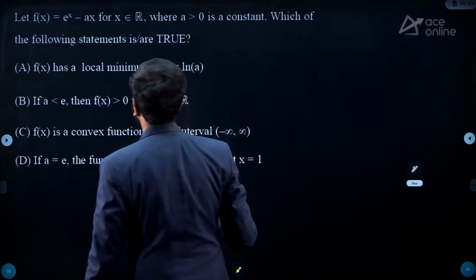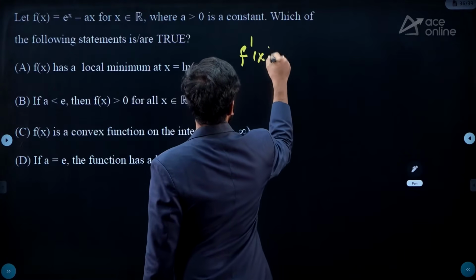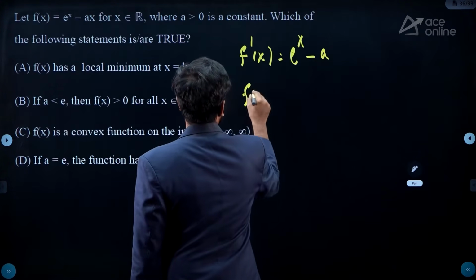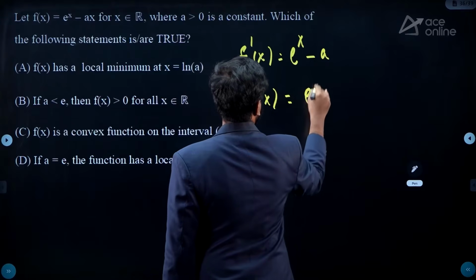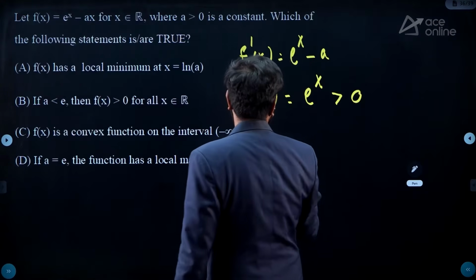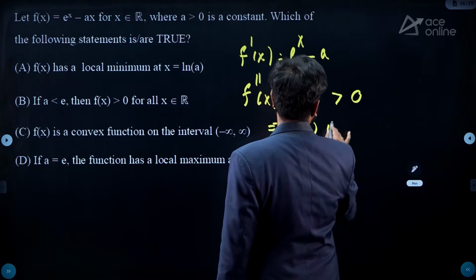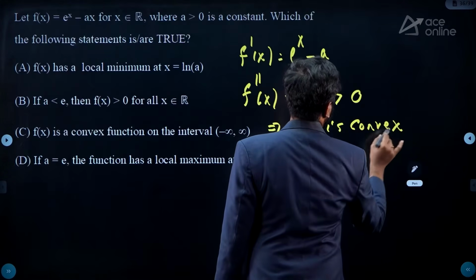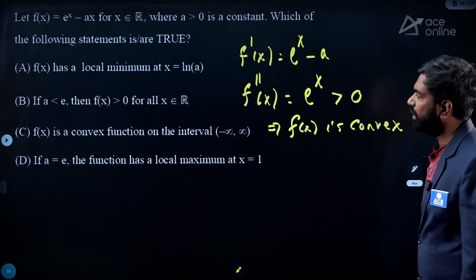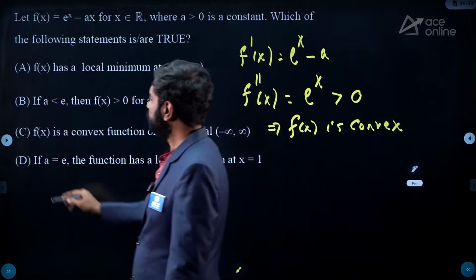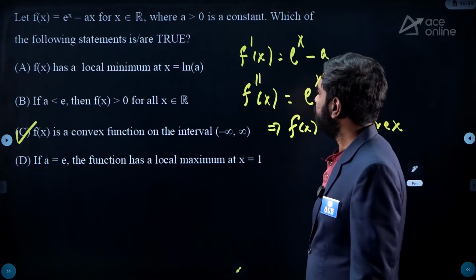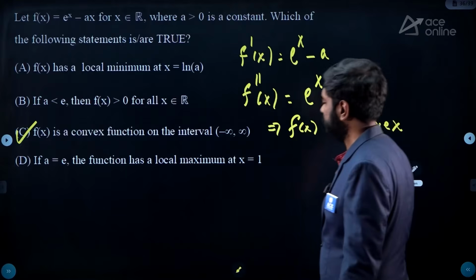Let me first check whether this is a convex function or not. What is f dash? It is e power x minus a. What is f double dash? It is e power x. Clearly e power x is something which is greater than 0. This indicates that f of x is convex. F of x is a convex function. So this is true, but since it's an MSQ, you have to verify each and every option. He says f of x has a local minimum at x equal to log a.